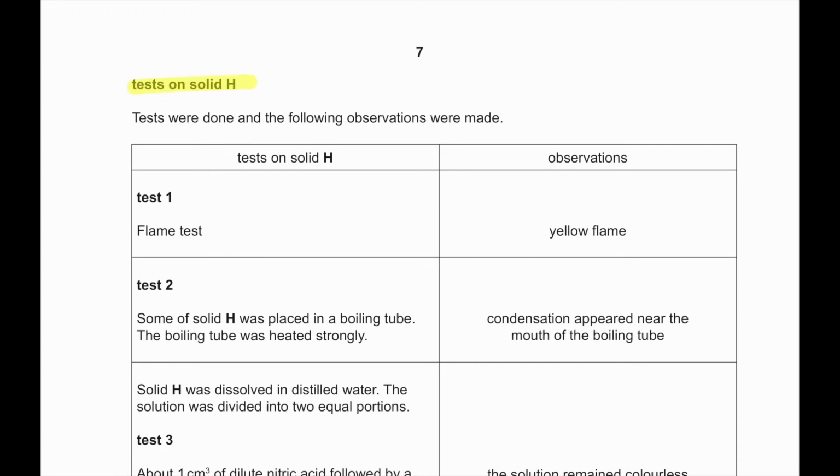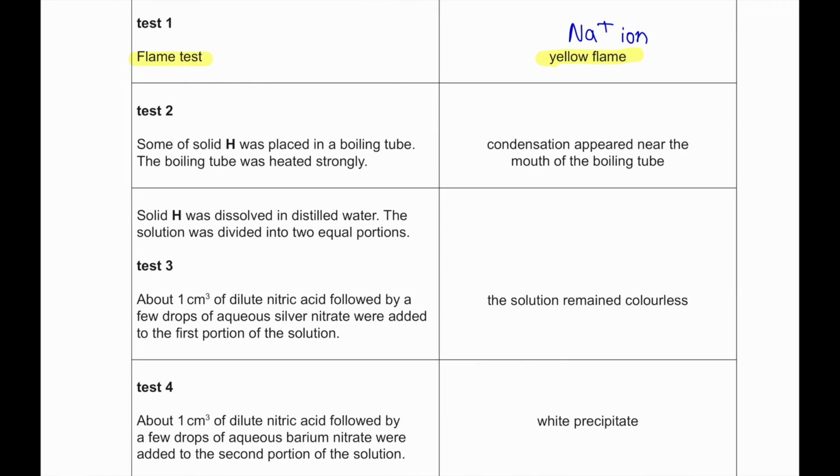Now tests on solid H. Tests were done and the following observations were made. First of all, the flame test produces a yellow flame. Yellow flame is an indication of presence of sodium ion. Some of solid H was placed in a boiling tube. The boiling tube was heated strongly. Condensation appeared near the mouth of the boiling tube. This is an indication of water of hydration. So it's a hydrated salt.